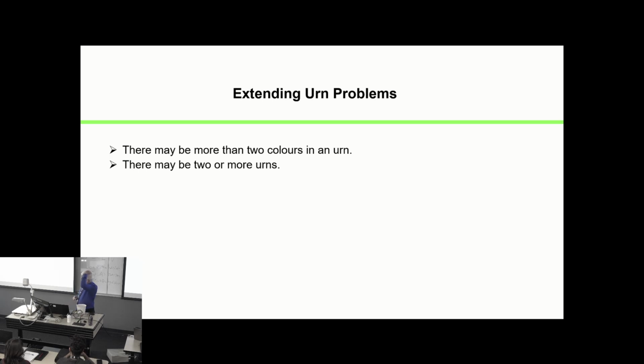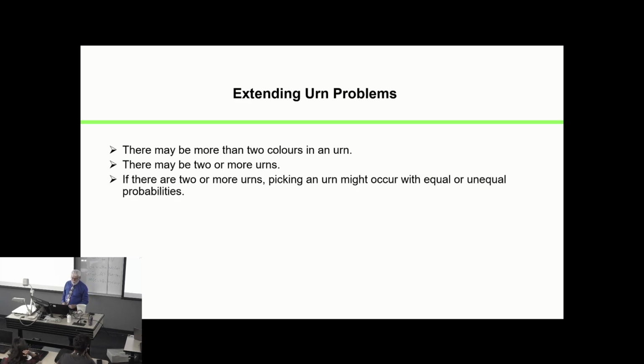Okay, so where we've got 2 or more urns. We could have you pick one of the urns via some random process, and how you pick those urns might occur with equal or unequal probabilities. And we might get weird things like, to pick an urn, you roll a die. And if you get a 1 or a 2, you pick urn 1. If you get 3 or higher, you pick urn 2. Or maybe you've got more than 2 urns.